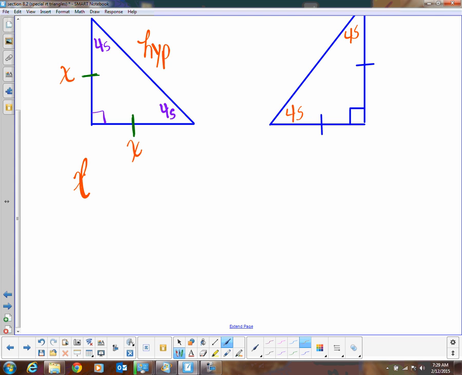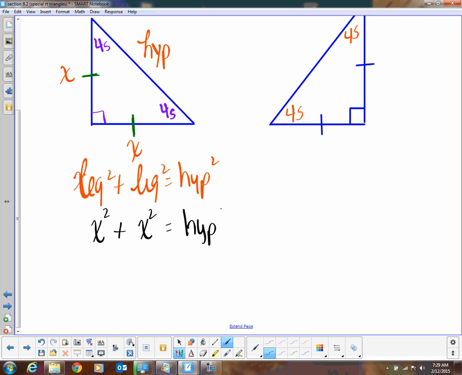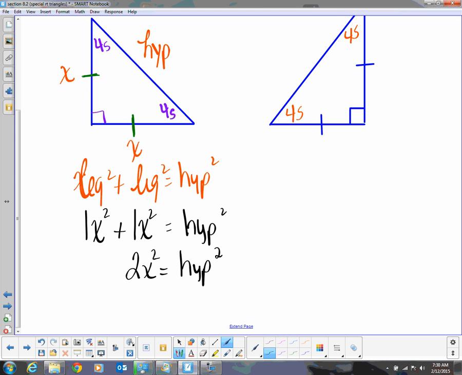Legs squared, I like that, plus legs squared equals hypotenuse squared. What's one leg? What's the other leg? What's the hypotenuse? Hypotenuse. So we'll keep it that way. Now, this is 1x squared, and this is 1x squared. So how many x squareds do we have? 2x squared is equal to your hypotenuse squared. So I need you all to catch up.